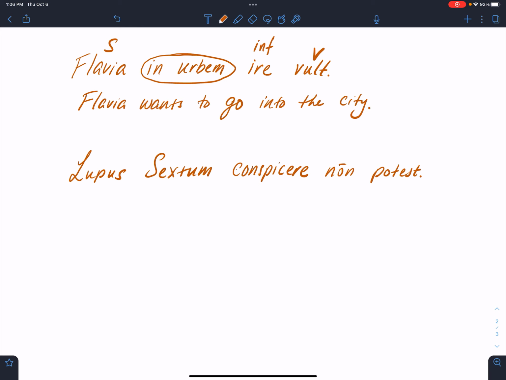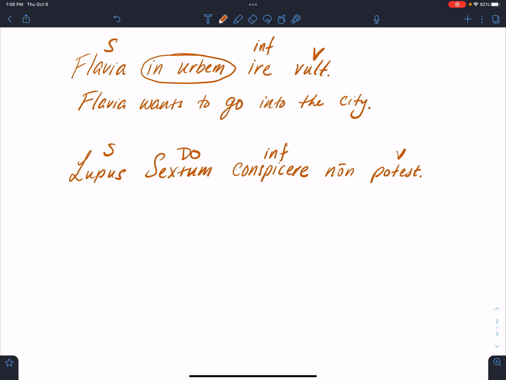Lupus is the subject. Sextum is the direct object. Good. Conspicere is the infinitive. Nice. And then potest is the verb. Very good. Exactly right. Okay, everyone make sure your markup reflects exactly what's on the board. And then let's translate this together.